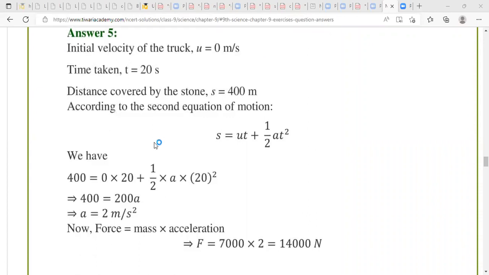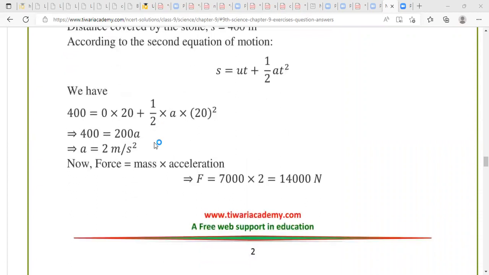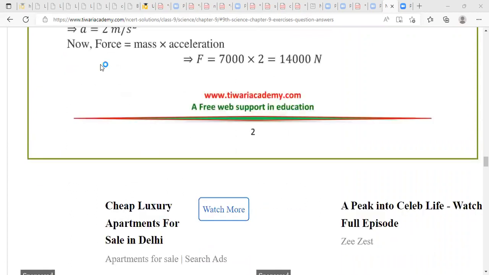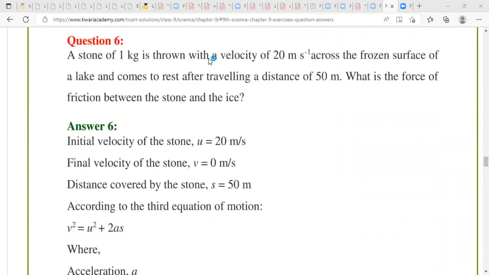Okay. Now, next is this. A stone of 1 kg is thrown with the velocity of this across the frozen surface of a lake and comes to rest after traveling the distance. What is the force? So over here you have u, right? You have the distance, right? And also you have the mass. You have to find the force.